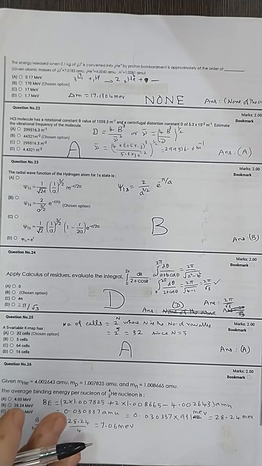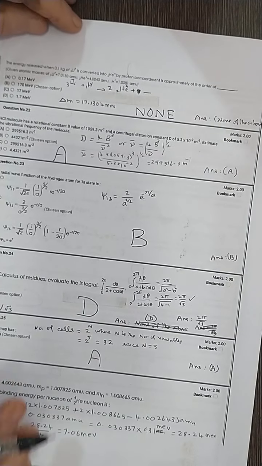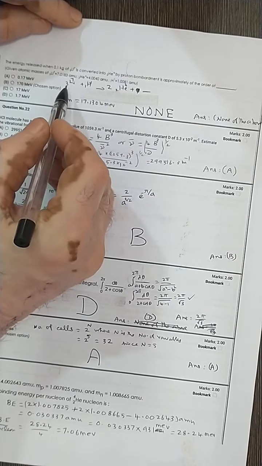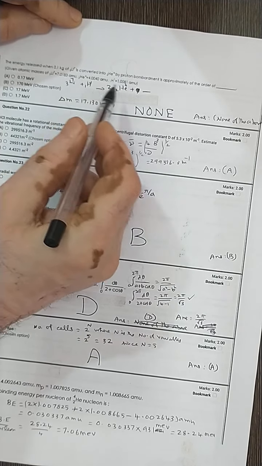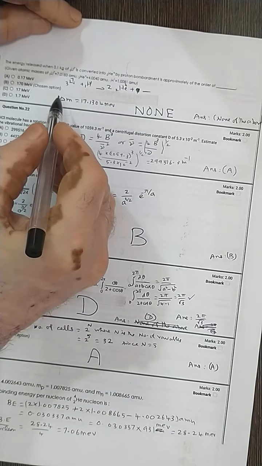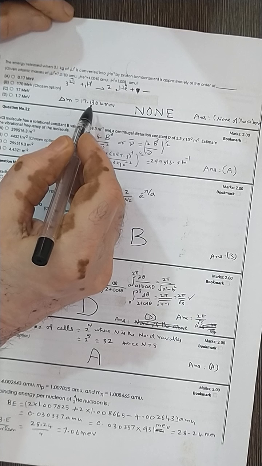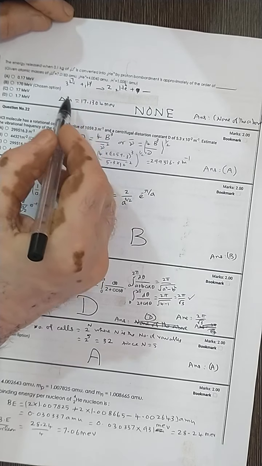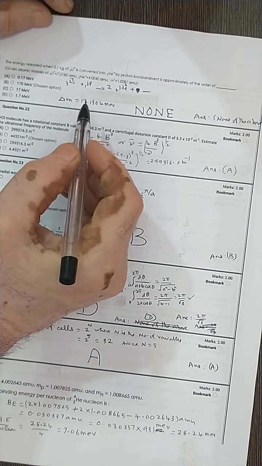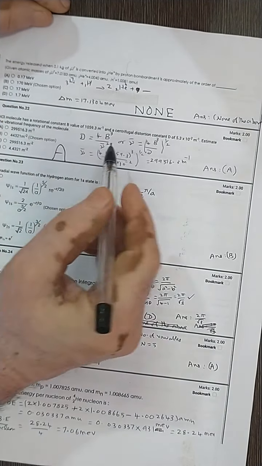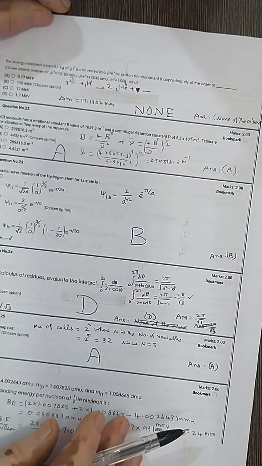Then, for energy released when Q, this is converted into nucleus by proton bombardment. So, this is the expression for the nuclear reaction. Once you calculate, delta M is equal to 17.13. So this is your delta M, but these values are not available in the question, so none of the answers is correct.